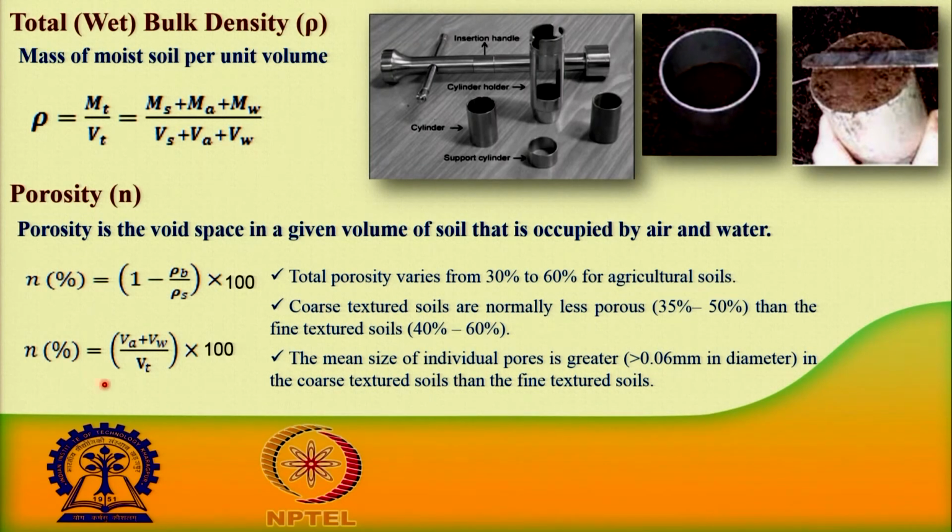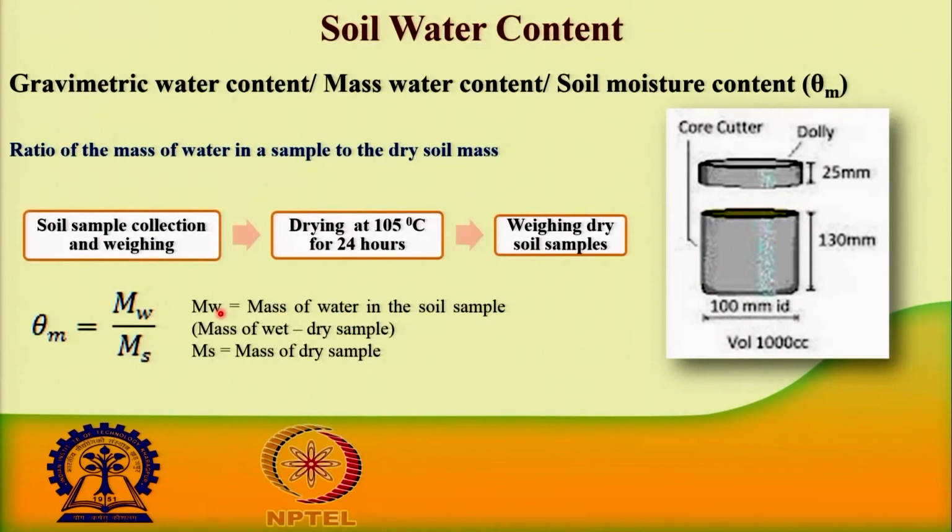So, total void is expressed as the porosity. Porosity is basically volume of void divided by total volume. Volume of void means volume of air plus volume of water. So, this is your total porosity. This can also be expressed in terms of bulk density and true density, given by 1 minus rho b by rho s. So, that can be calculated.